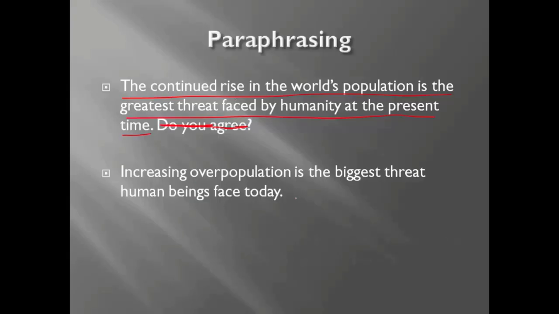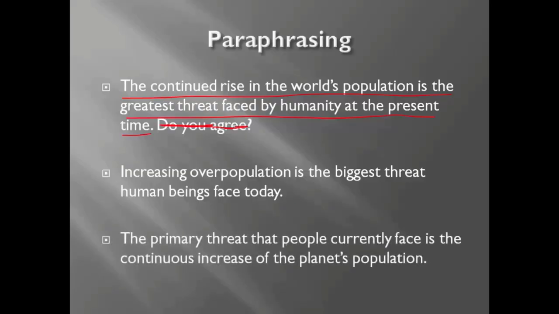Let's look at another way we could paraphrase it. The primary threat that people currently face is the continued increase of the planet's population. So what I've done here is I've switched the clauses. So the first clause was the continued rise in the world's population. I have made it the second clause down here. And the first clause here is the primary threat that people currently face. I have taken the second clause from up here and put it in the first clause. So you've just flipped the clauses a little bit. So greatest threat, I've changed to the primary threat.